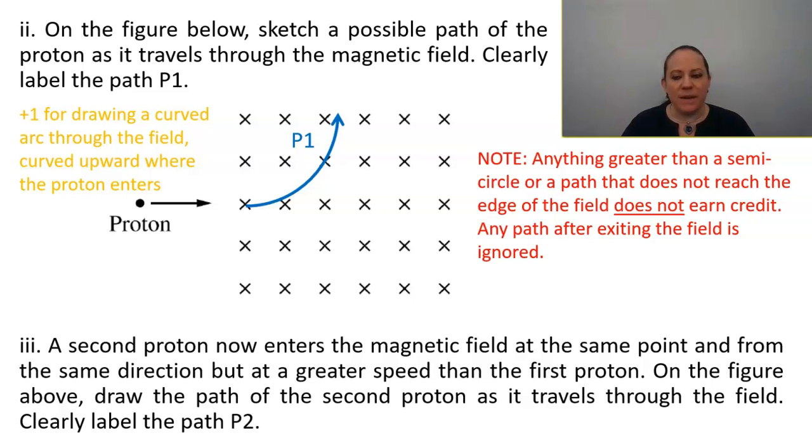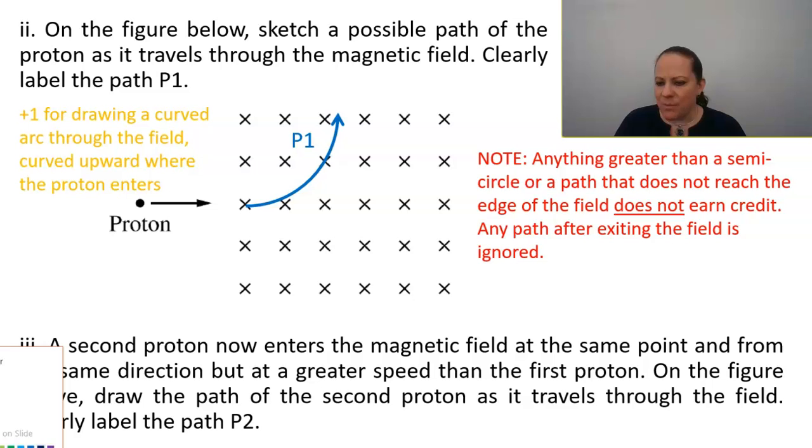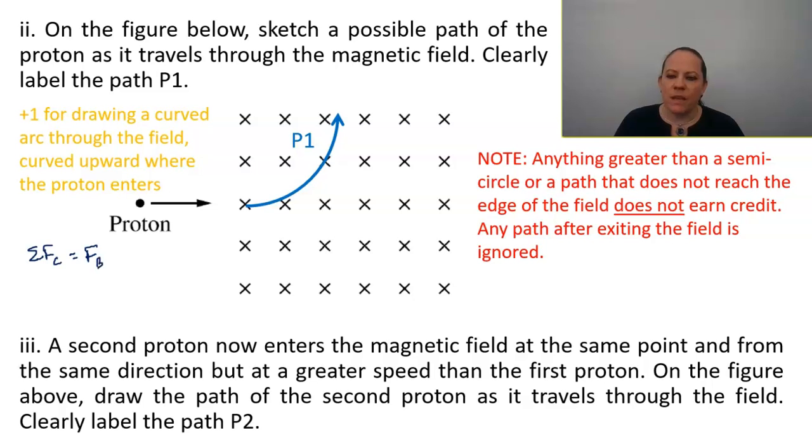And now in part 3, a second proton now enters the magnetic field at the same point and from the same direction but at a greater speed than the first proton. On the figure above, draw the path of the second proton as it travels through the field. Clearly label the path P2. Well, to figure out what that path is going to look like, we're going to need to think about the fact that our magnetic force is going to be providing a centripetal force.